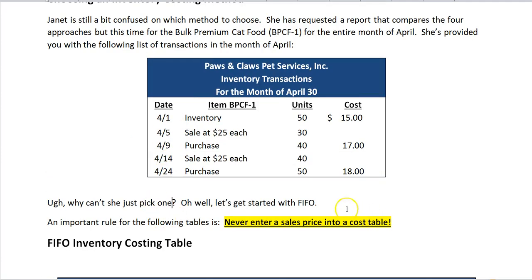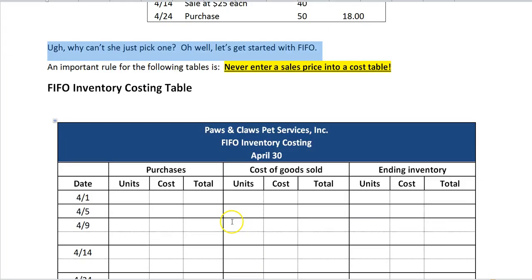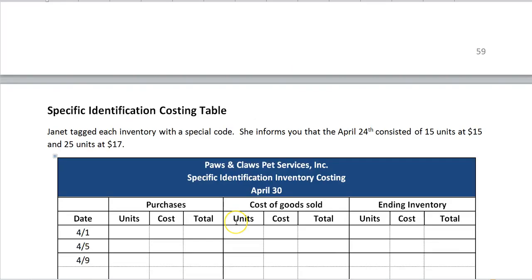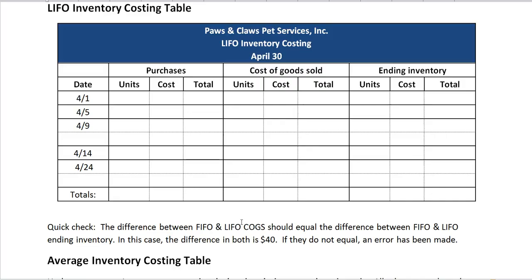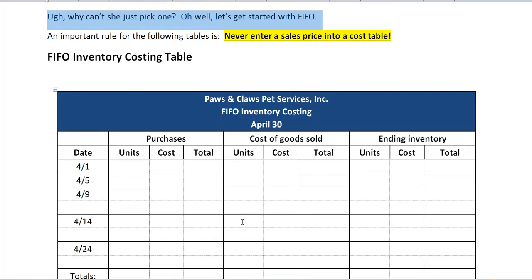And yeah, I don't want to do this for all 4 either. I don't know why she can't just pick one of these 4 methods. Now we have to do it 4 different times. 1, 2, 3, 4 different ones. God, she's annoying, isn't she? Alright.